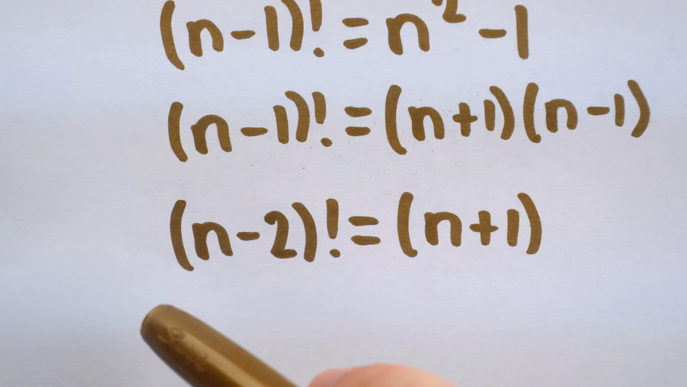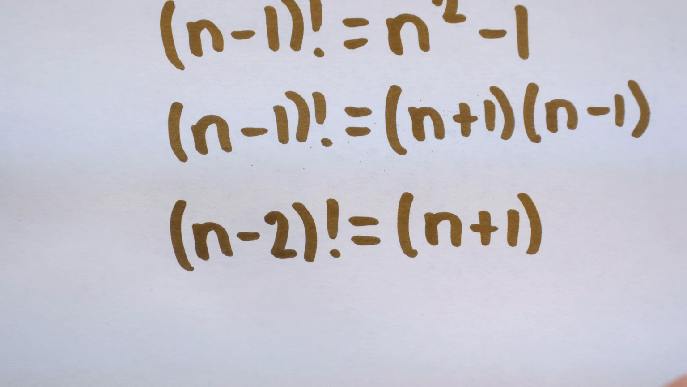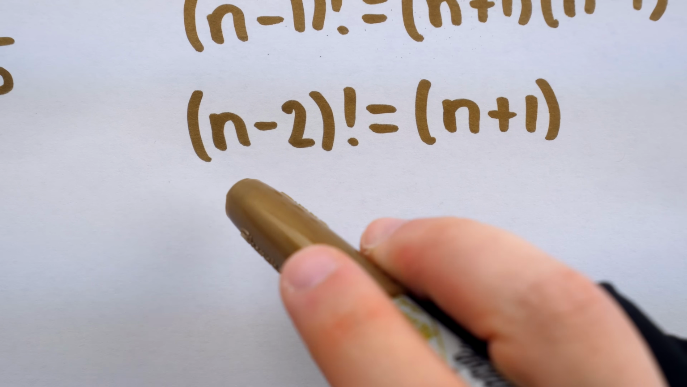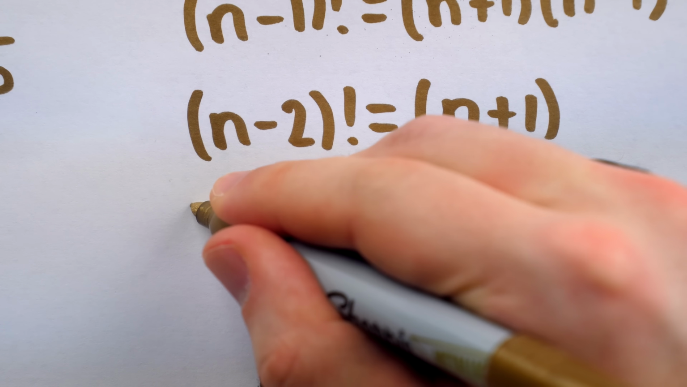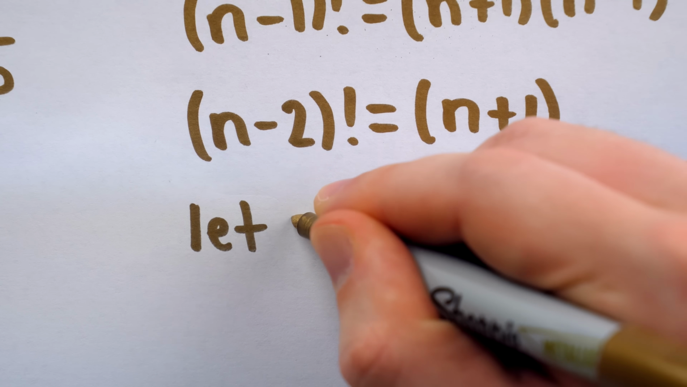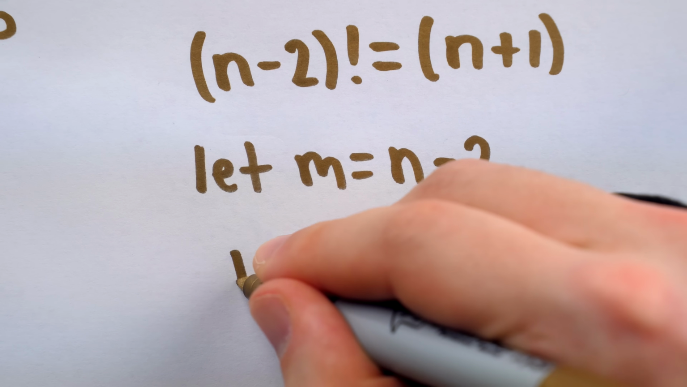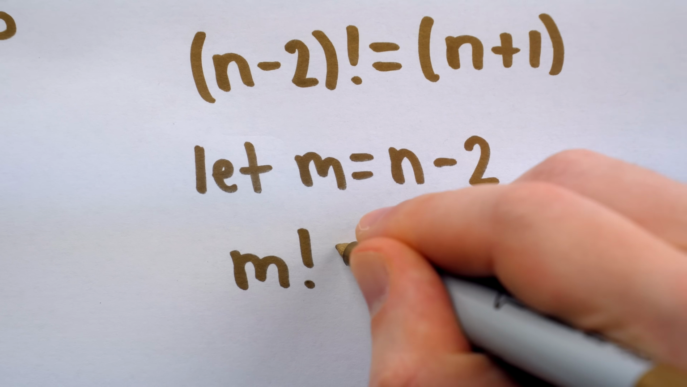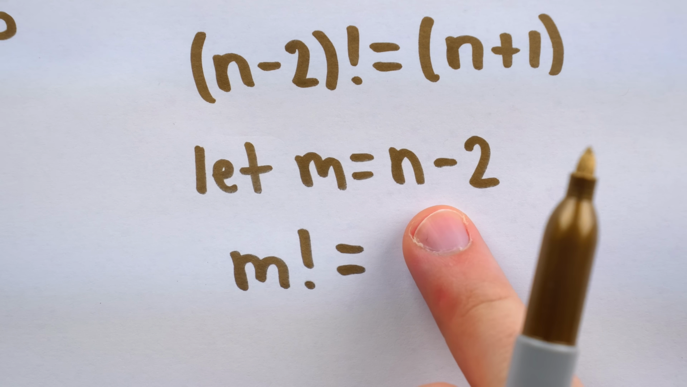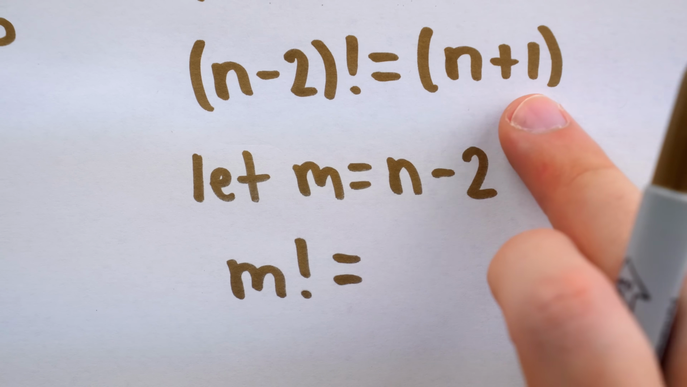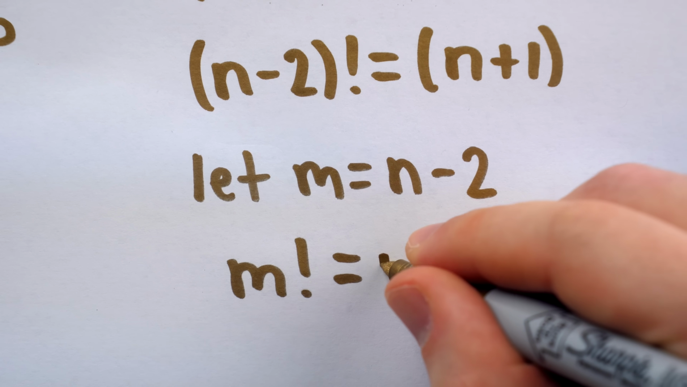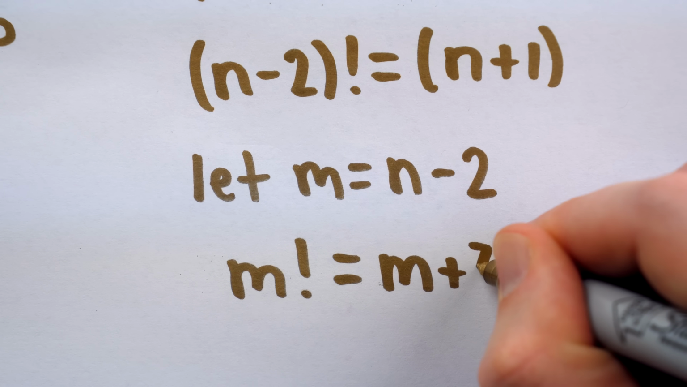We could make this equation better if we substituted with a different variable. To that end, let's call n minus 2 m. So we'll say let m equal n minus 2. Then we can write the left side in the more compact form m factorial, and if m is n minus 2, then n plus 1, which is on the right, is actually m plus 3.